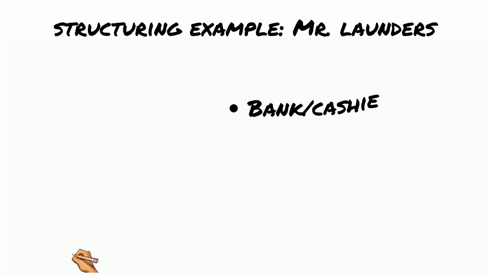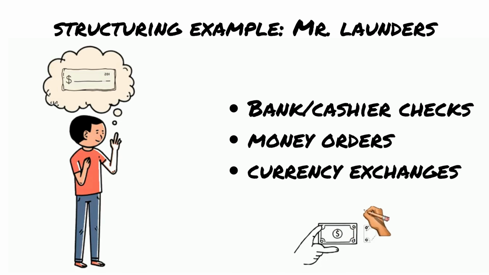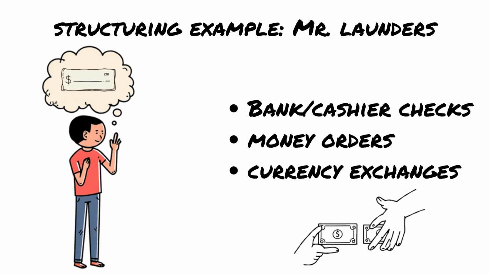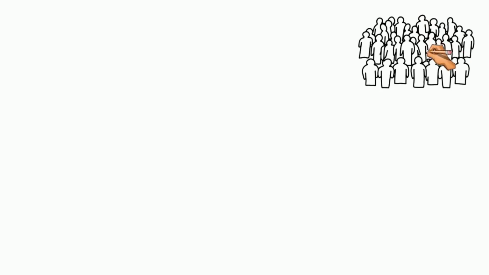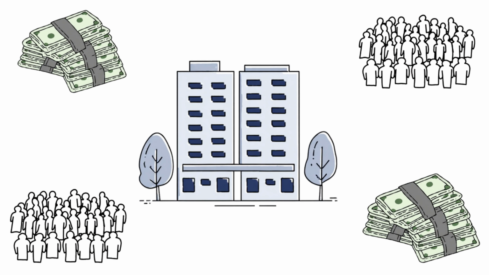Be aware that cash can also be used to purchase or cash out monetary instruments for structuring. Mr. Launders can purchase bank checks, money orders, or conduct currency exchanges in amounts below the filing threshold. Now add this simplified scenario to a large business, it becomes more complex. Larger scale of structuring and money laundering can occur.